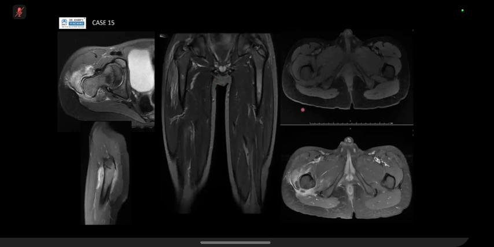And of course, in kids more than adults, infection is one of the top differentials, osteomyelitis, which is why we often give contrast. Some people do T1 pre-contrast and then post-contrast, but I find that sometimes with the fat, it makes it hard to see. So my preference is a T1 fat sat pre-contrast and then T1 fat sat post-contrast. But I think that's down to personal preference.